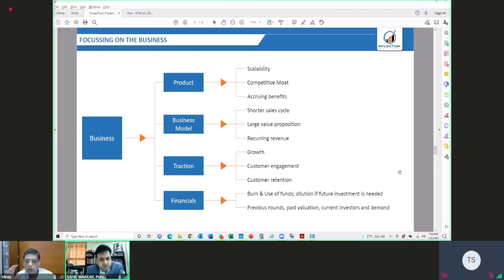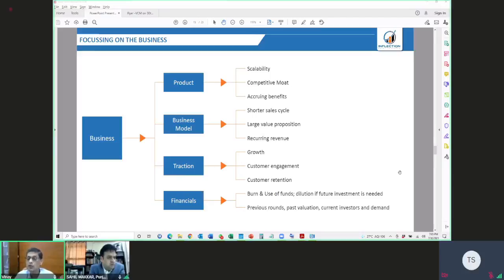Now, what do you look at while looking at a business? Questions to ask. Is the product there? Do the customers want the product? Is it scalable? Are there enough customers? What is the competitive moat that this business has? What is it that nobody else can break? What are the benefits that it will continue to have in the future?